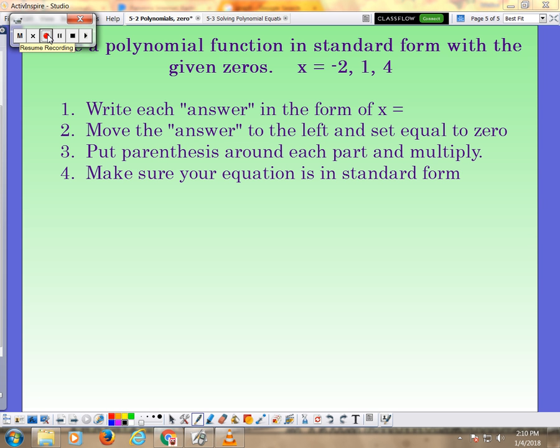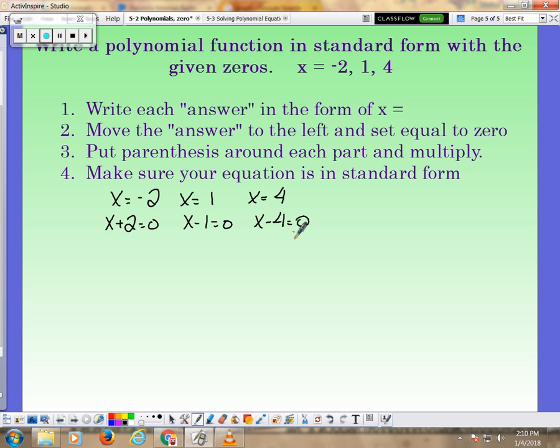Let's finish this up. So first thing I need to do is say x equals negative 2, x equals 1, x equals 4. Many of you will be able to very quickly not write this step or the next step and go straight to the third step. I need to make each one of these say x equals 0. So to make the first one say x equals 0, I need to add 2 to the other side. In the case of the second one, I need to subtract 1. In the case of the last one, I need to subtract 4. I then am going to remove all those equal zeros, and I'm going to put this together.